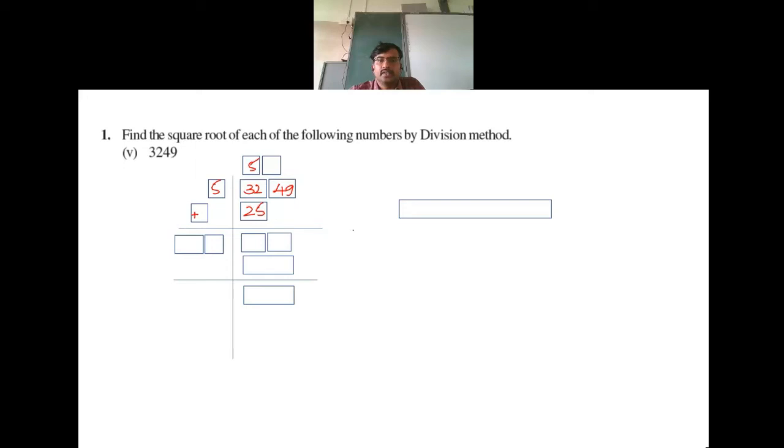Now what should be written here? 25. Now here what should be written in this blank? 5 should be written. If 5 and 5 are added up, we get 10. Here the difference is 32 minus 25, which is 7. Now like the previous question, we have to look at the units place. If you do 7 times 7, exactly we get 749. Therefore, the remainder is 0. Hence, the square root of 3249 is equal to 57. Yes, very good.